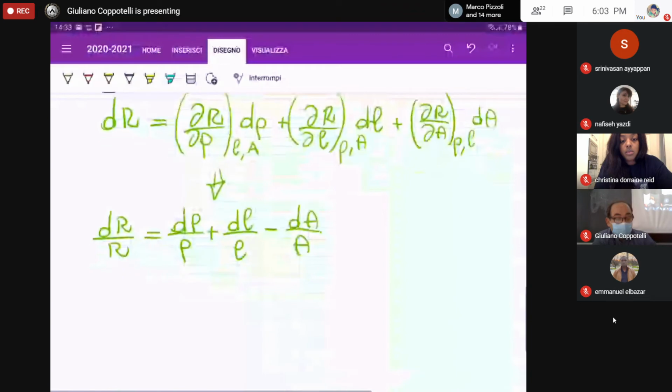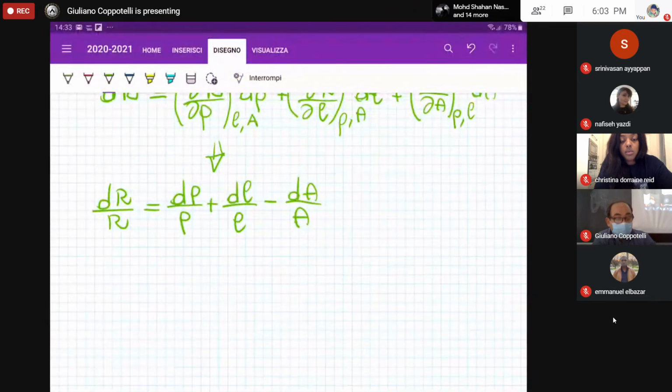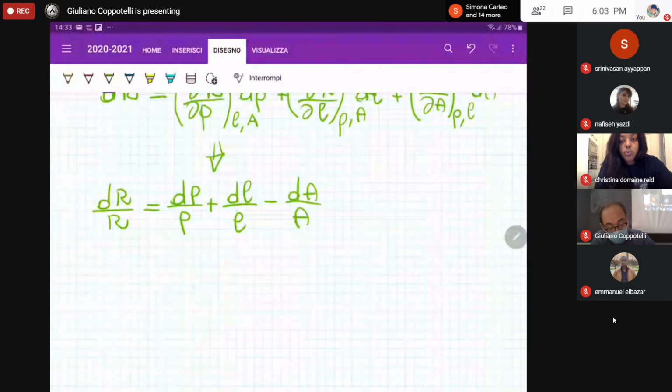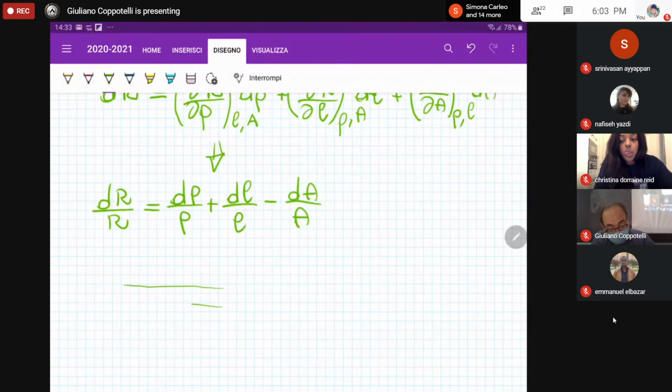Now, let's assume to consider one typical wire like this. No, change color.